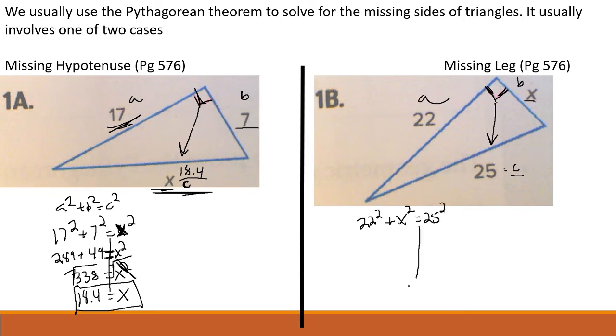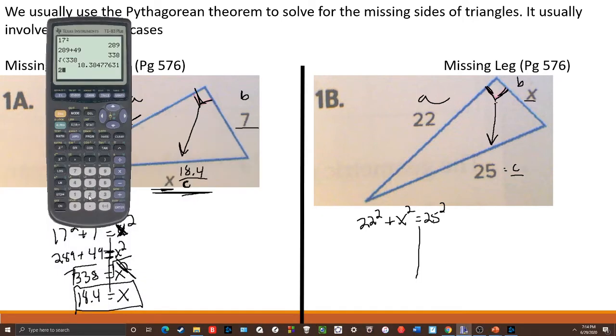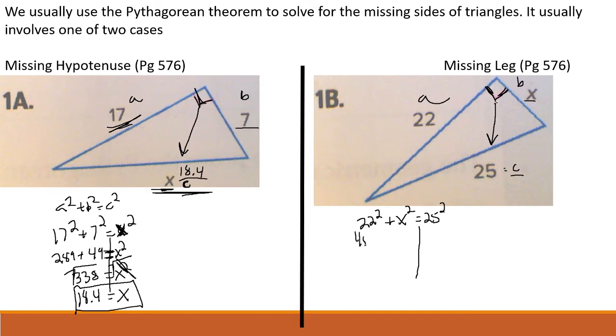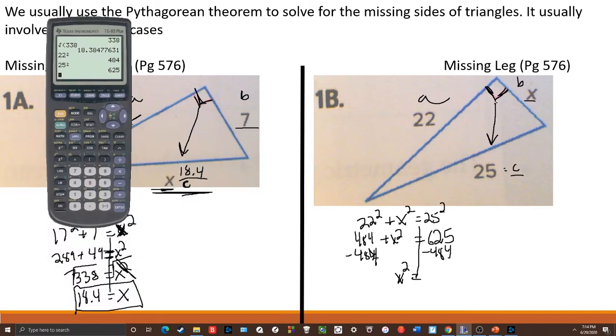So once again, you square your numbers first. So I'm going to do 22 squared and 25 squared. So 484 and 625. So 484 plus x squared equals 625. And then I'm going to subtract 484 to get x squared by itself. That will give me x squared is equal to 625 minus 484, 141.